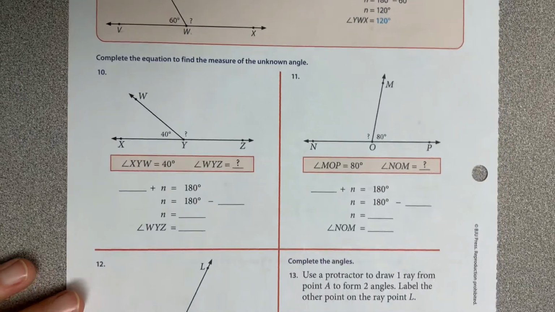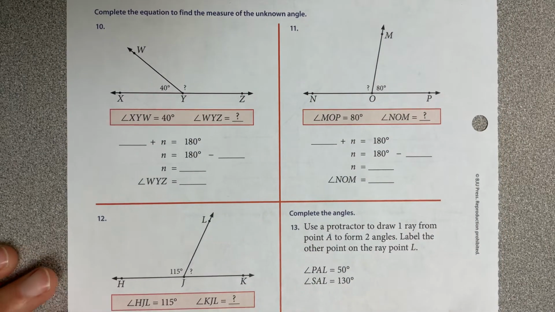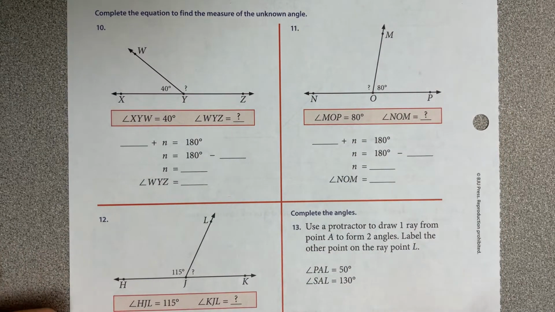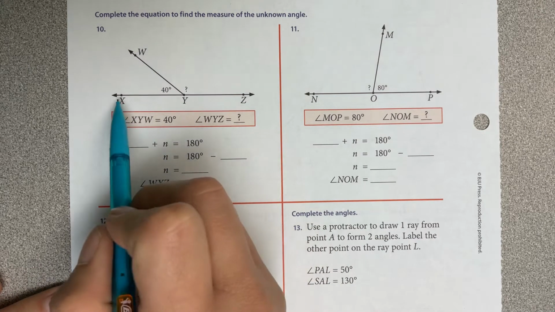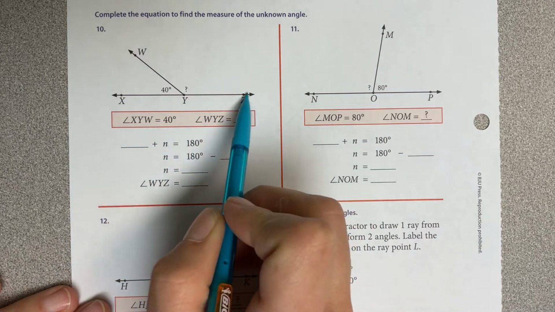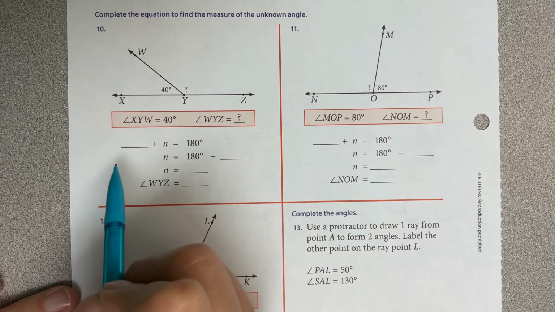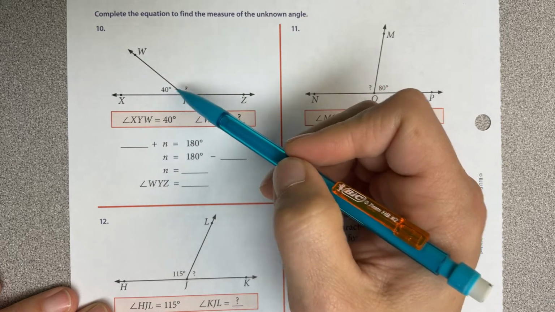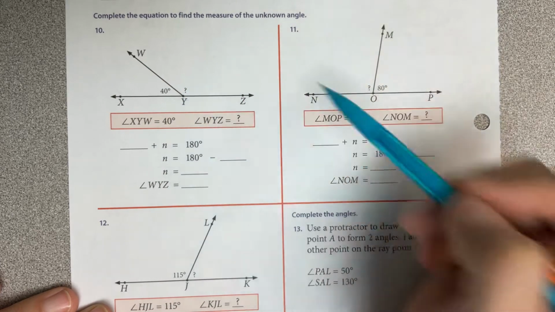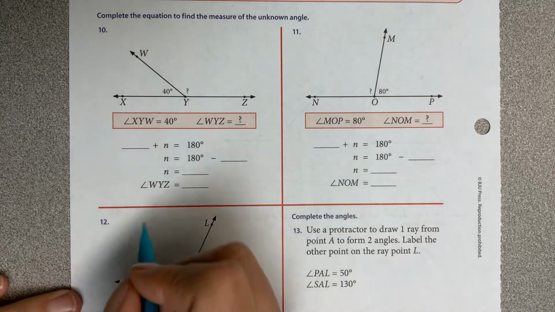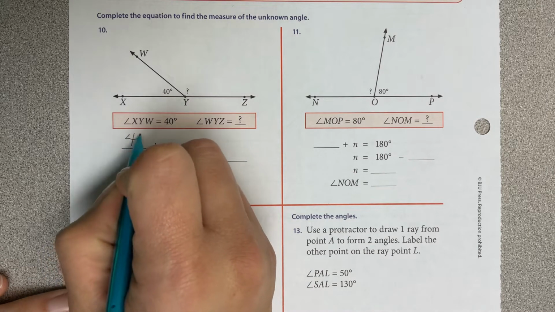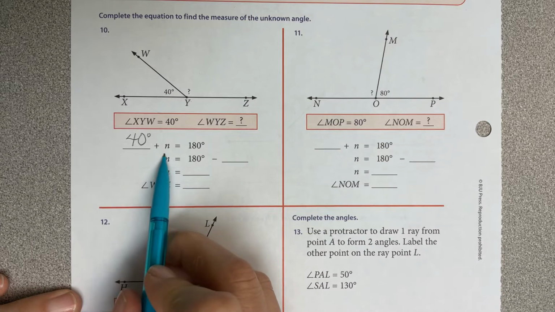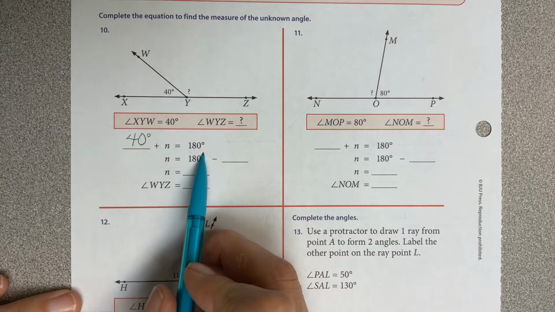We're going to work a few of these to really help us to understand how to find the other angle. Complete the equation to find the measure of the unknown angle. So this says we know x, y, z is a straight angle. It's 180 degrees. We know x, y, w is 40 degrees. We want to figure out what this side is going to be. So our known is 40 degrees plus n equals 180 degrees.